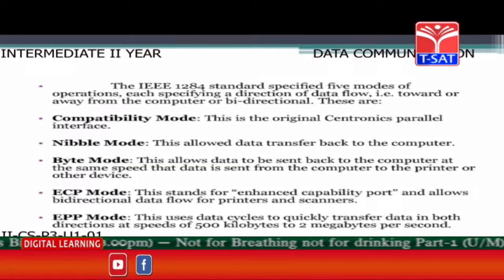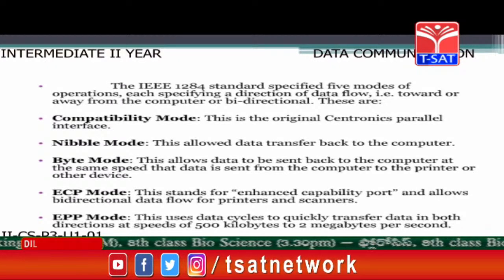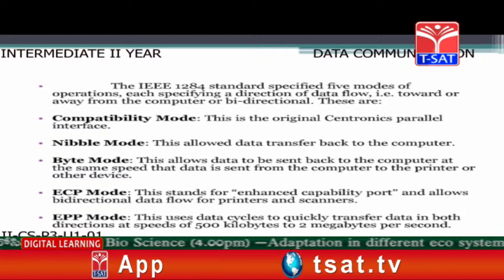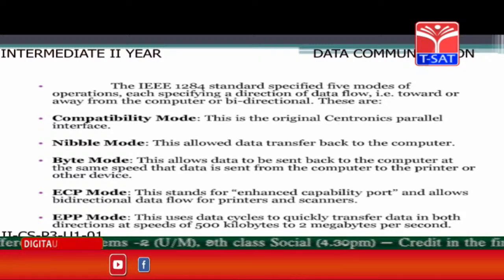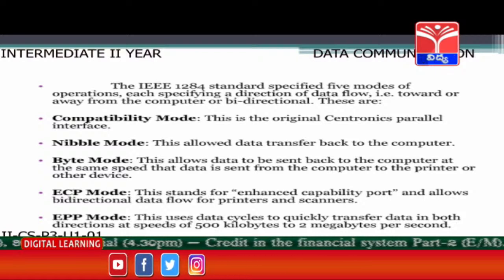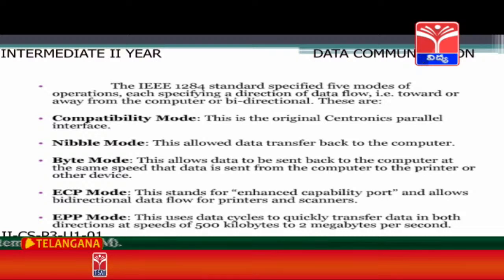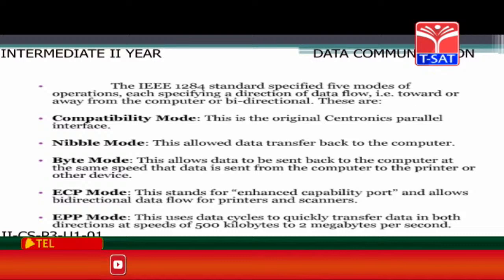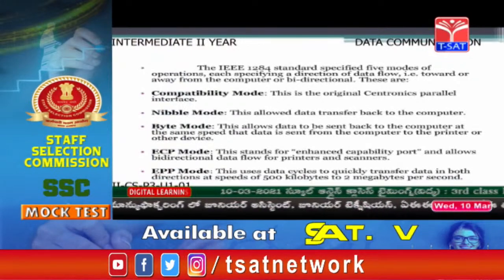The Institute of Electrical and Electronics Engineers 1284 standard specified 5 modes of operation, each specifying a direction of data flow, that is toward or away from the computer or bidirectional. These are compatibility mode. This is the original Centronics parallel interface. Nibble mode. This allowed data transfer back to the computer. Byte mode. This allows data to be sent back to the computer at the same speed the data is sent from the computer to the printer or other device.